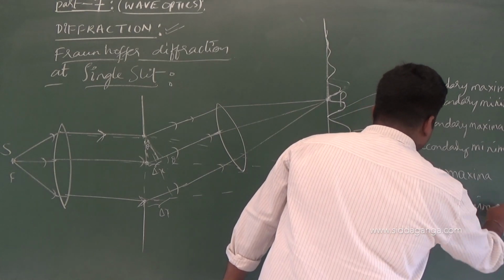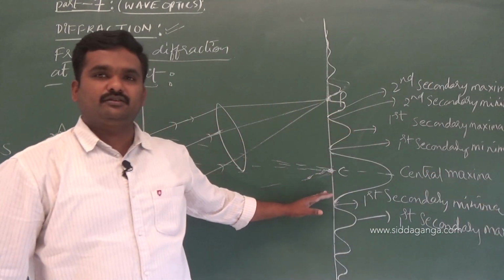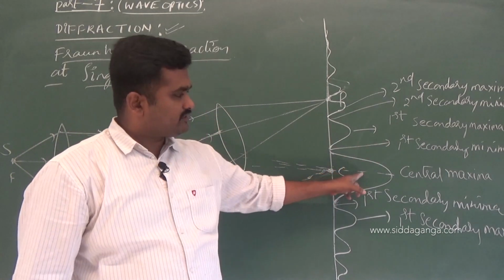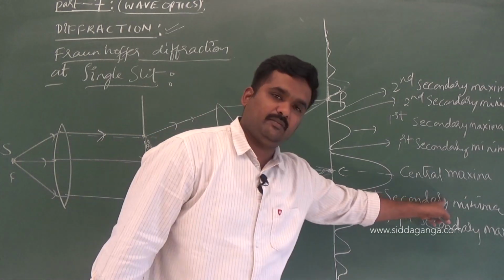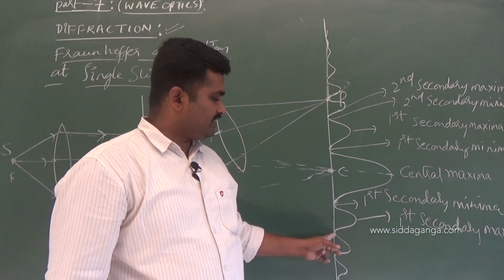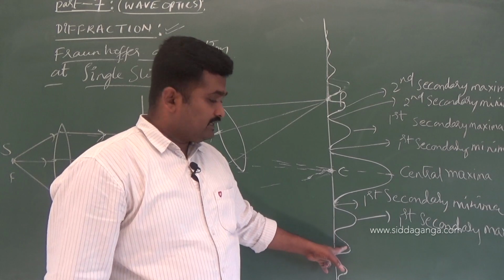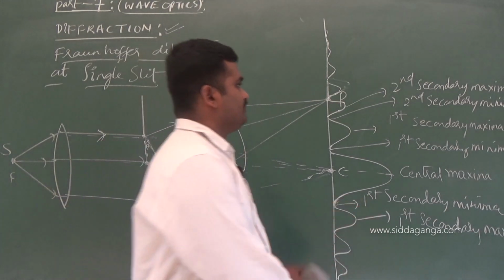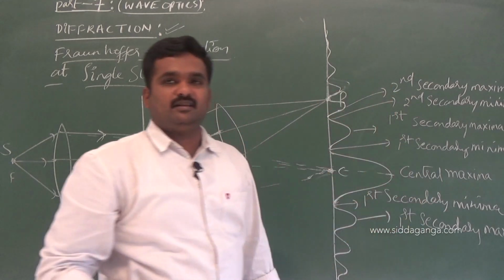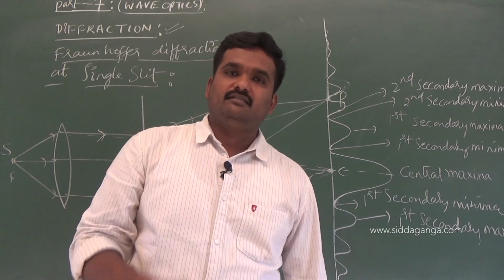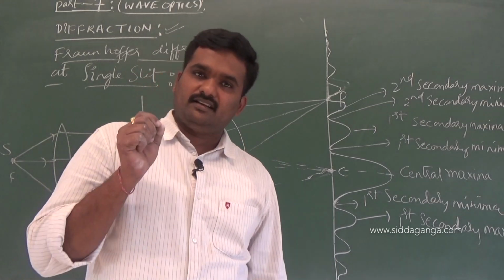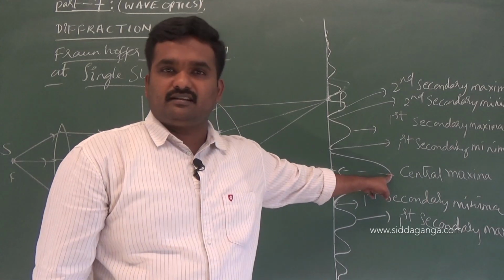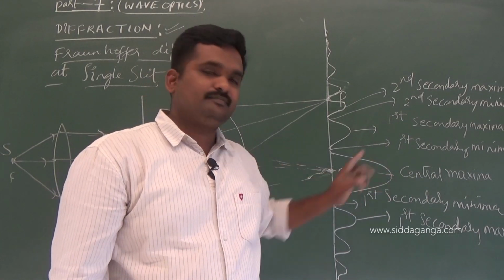On either side of the central maxima, we have consecutive secondary maxima. Soon after the central maxima, we have the first secondary minima and then the first secondary maxima. Next, the second secondary minima and second secondary maxima, then the third secondary minima and third secondary maxima. Remember this term: secondary maximas and secondary minimas are formed on either side of the central maxima. Central bright means it is exactly at the center of the screen.